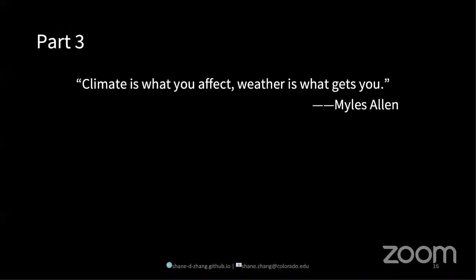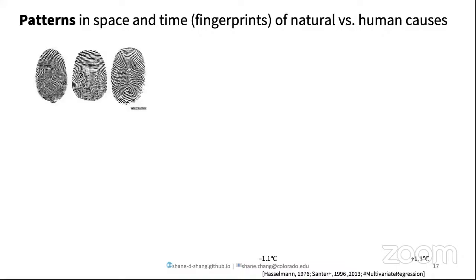So we have talked about basic physical processes and how climate and weather are connected. Then you might wonder, how do we detect and attribute change in climate to human or natural causes? To rhyme with what Lawrence said, Alan said that climate is what you affect and weather is what gets you. The idea, also proposed by Hasselmann in the 1970s, is to look at patterns in the change of climate, just as we use fingerprints to uniquely identify a human being.